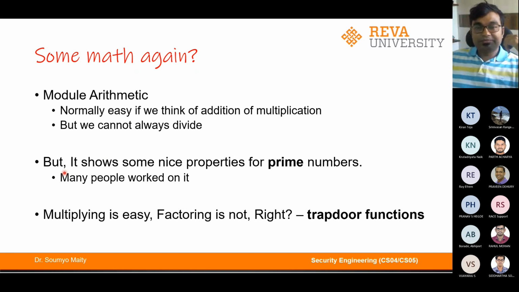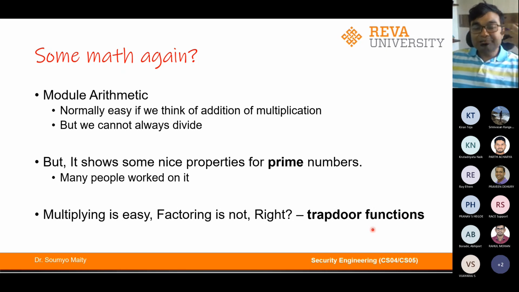And we know the properties of a prime number. We know how to factorize a number. We know how to divide a number. We know how to multiply a number. These are the basic things we know. Now we are talking about something called a trapdoor function. Today we discussed something called trapdoor function.